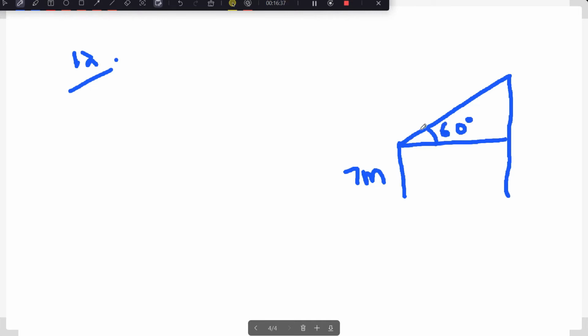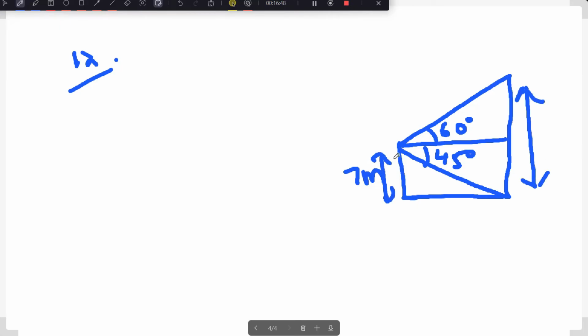And the angle of depression of its foot is 45. This is the cable tower, and this is the building, whatever. Determine the height of the tower. What is the height of the tower?